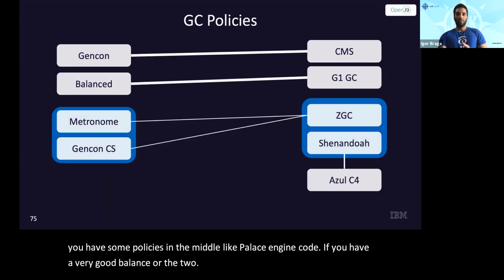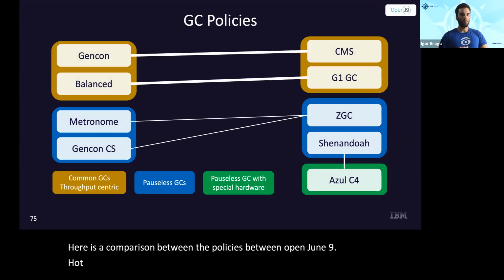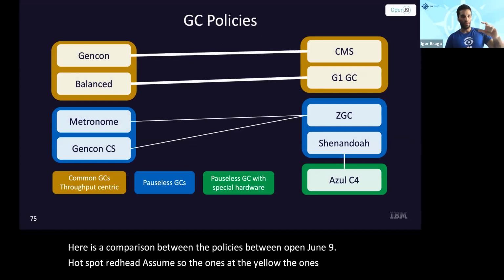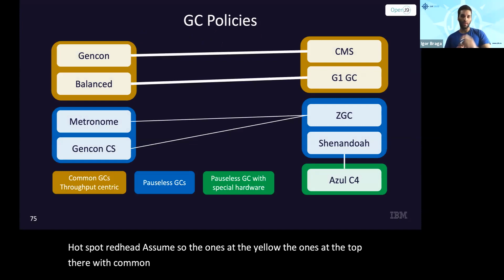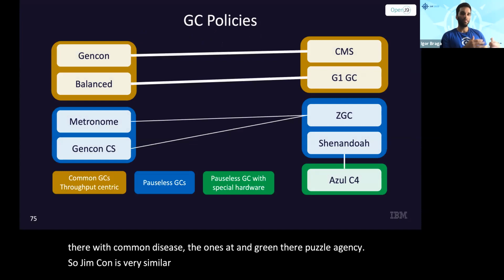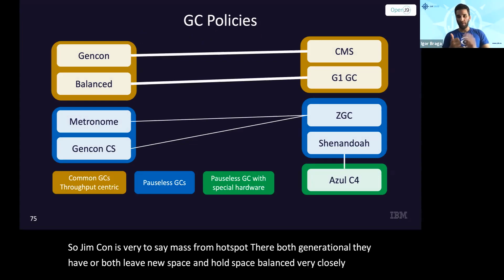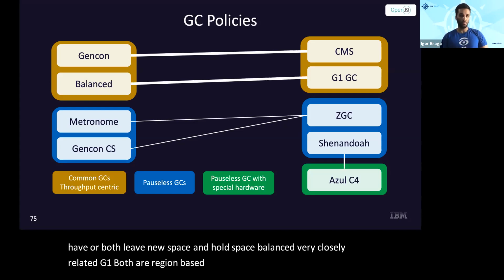Here is a comparison between the policies of OpenJ9, HotSpot, Red Hat, and Azul. The ones in yellow at the top there are the common GCs; the ones in blue and green are pauseless GCs. So gencon is very similar to CMS from HotSpot. They're both generational, with a new space and an old space. Balanced is very closely related to G1. Both are region-based, and both are generational.